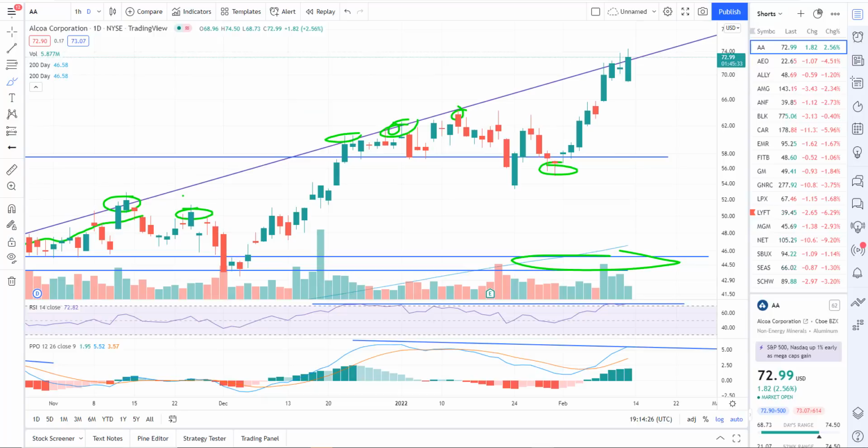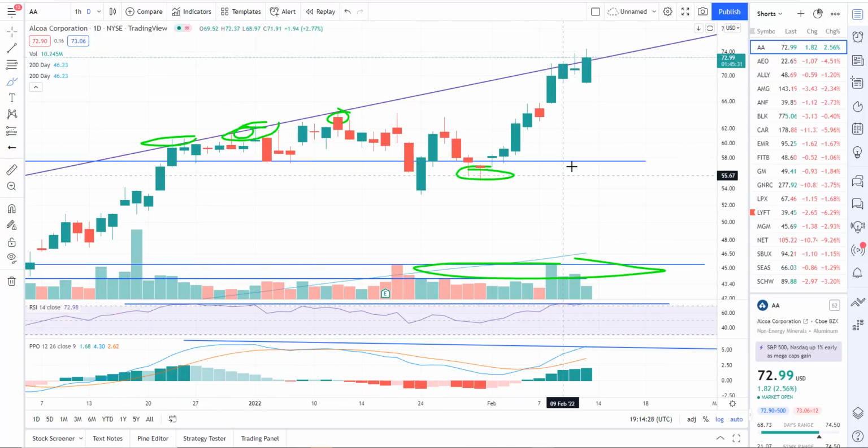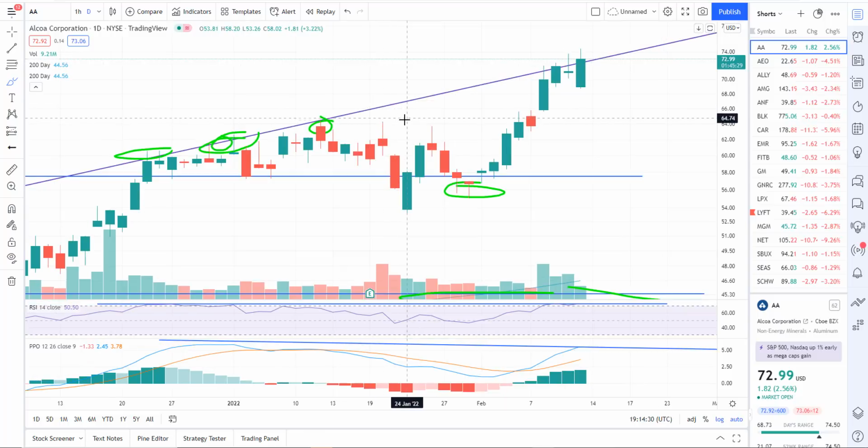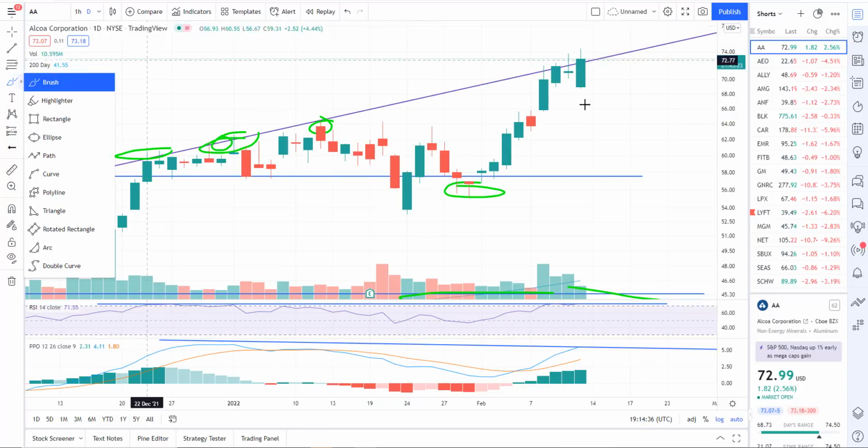So moving on. Okay, AA, this is Alcoa. I'm going to cut the short here. It's just not working how I'd like to see it work with the market coming down as strong as it is. Alcoa is kind of rallying.